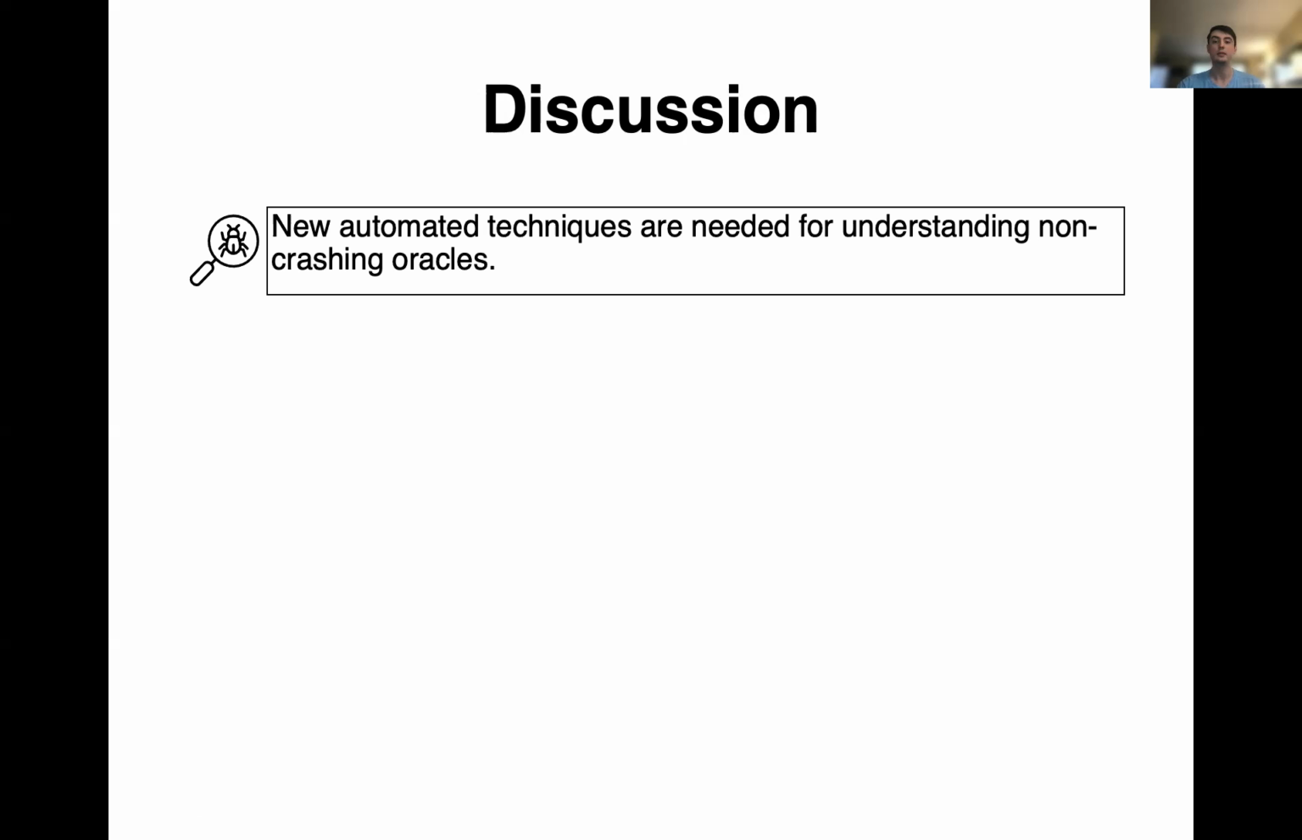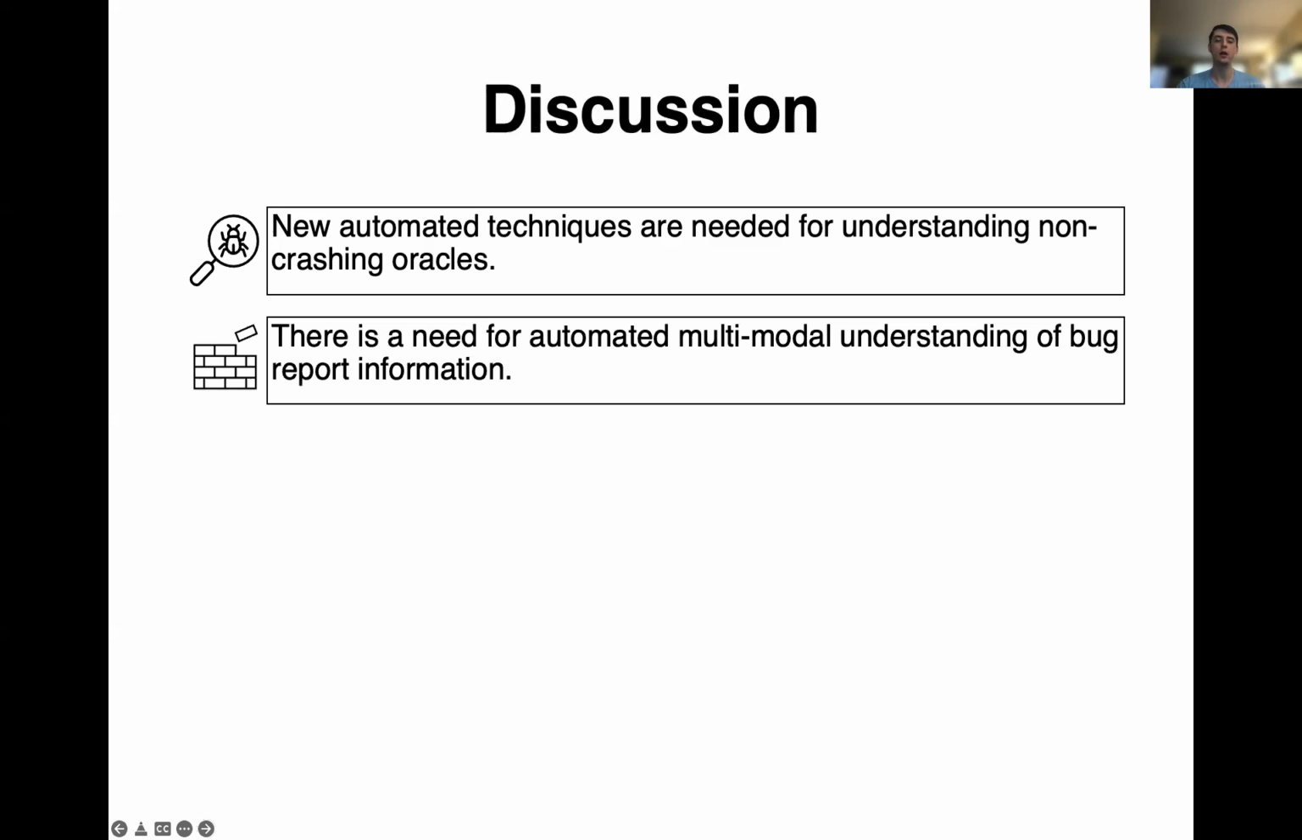Additionally, our analysis illustrated that bug reports can mix multiple modalities of information together in the form of text, images, recordings, and more, which can capture a lot of different information that all comes together to form the whole of one reproducible bug report. However, most recent work on automated bug report reproduction focuses only on one modality at a time. So this means that there's a need to have automated multimodal understanding of bug report information.